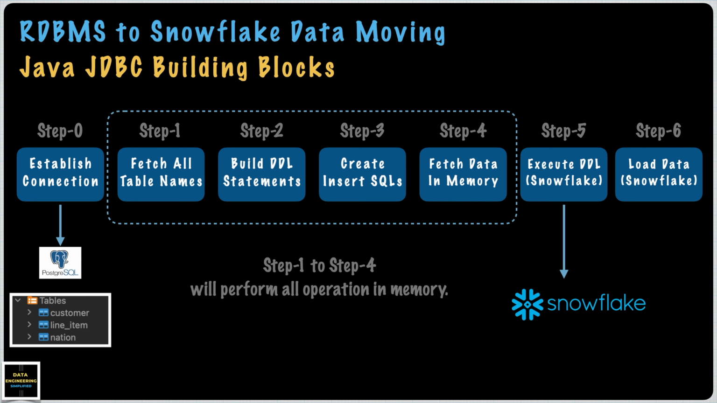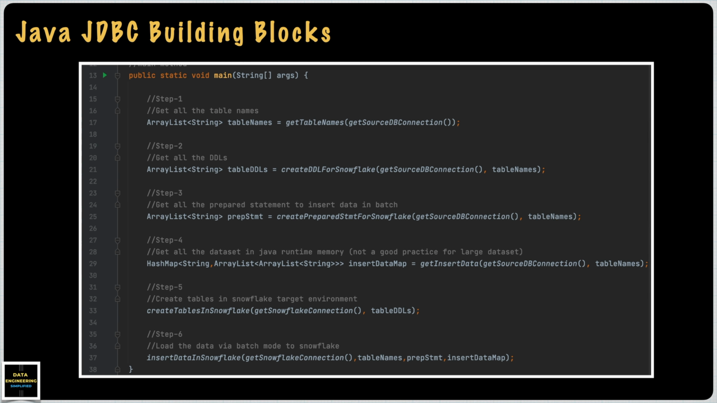For each of the steps, there is a corresponding method in Java, and this is how they look. Step 0 is a connection method to a database, and we are starting from a meaningful step called step 1 to step 6. Let's try to understand this step to method mapping. Step 1 will try to fetch all the table names by calling a method called getTableNames.